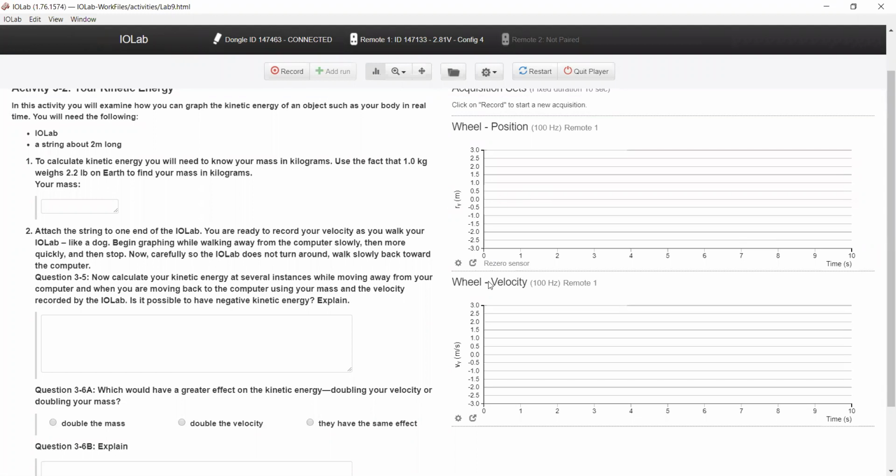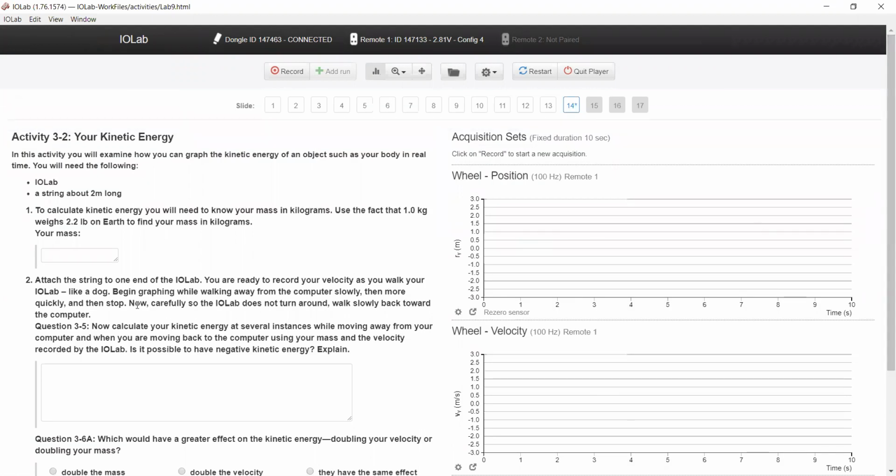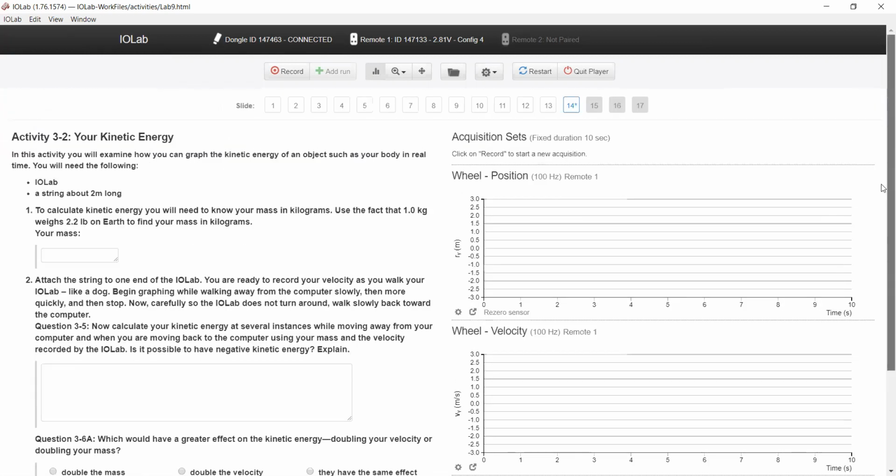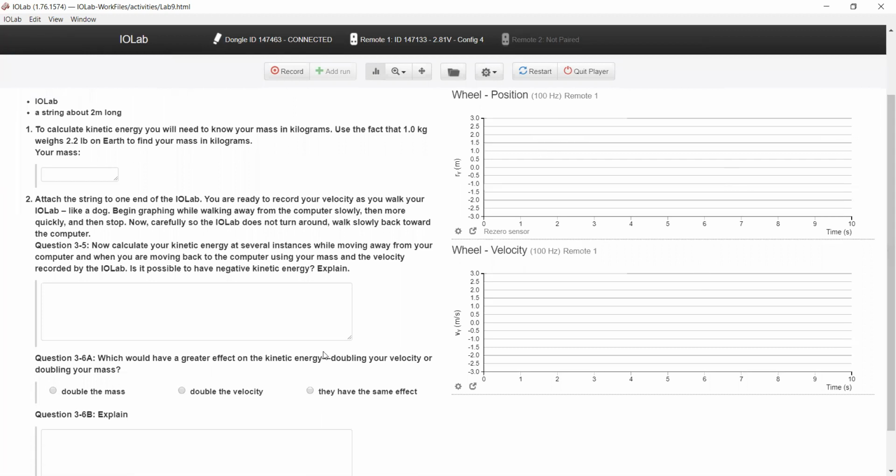At different distances, they want you to measure your velocity when the lab is moving. Hold the lab with one hand and just walk it like a dog. The main concept is right here: which would have a greater effect on the kinetic energy, doubling your velocity or doubling your mass? You know the relationship: kinetic energy equals half mass times velocity squared. If you double the mass, the kinetic energy will only be doubled. If you double the velocity, since it is v squared, it is going to be 4 times. So doubling the velocity will have the greater effect. Based on the formula you may explain. You may go ahead and do the experiment; I just gave the main concept.